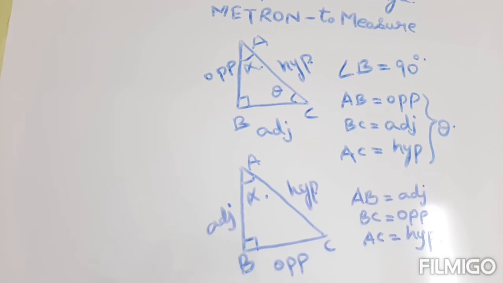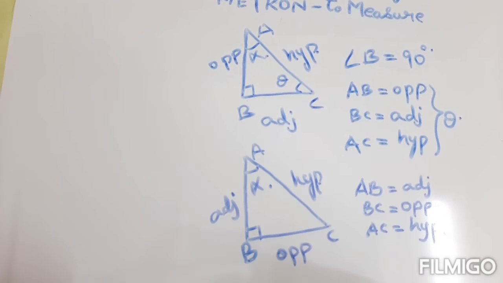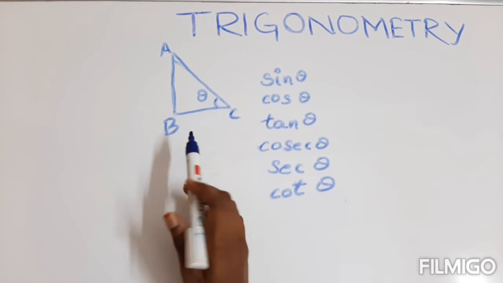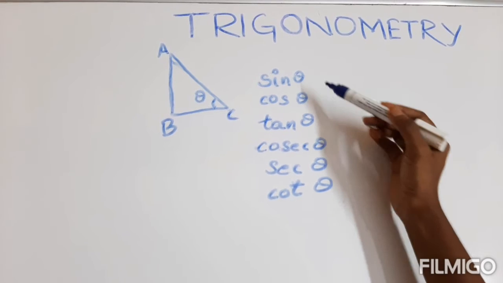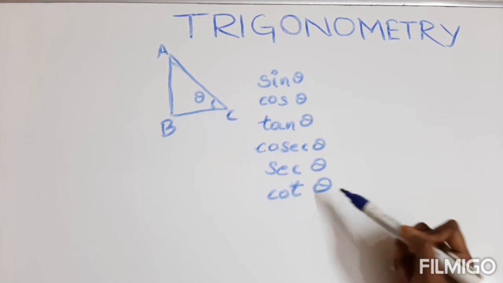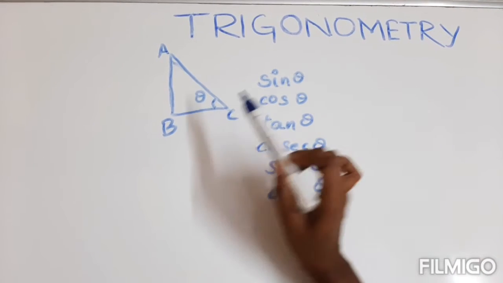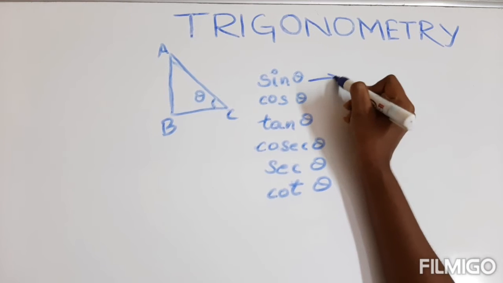And friends, after this we have to learn about some formulas. By using this triangle we can learn some of the formulas. Those are sin theta, cos theta, tan theta, cosecant theta, secant theta and cot theta. Let us know the formulas. With respect to theta, the formula for sin theta is opposite over hypotenuse.